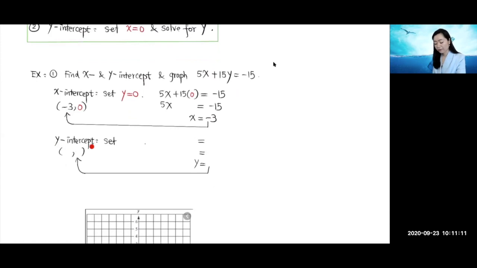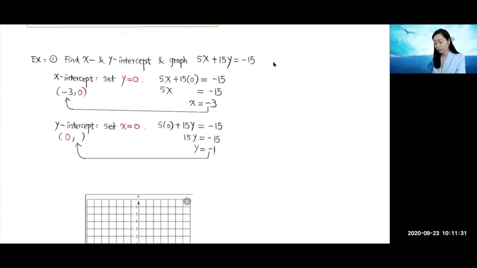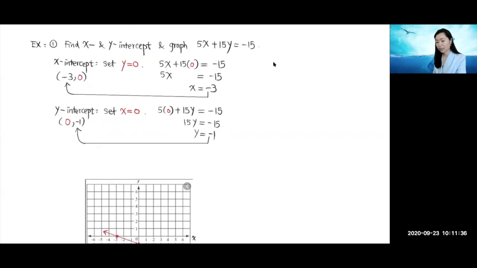Now, for y-intercept, we're going to set x equals 0. Substitute x equals 0 into that equation. We're going to get 15y equal to -15. Divide both sides by 15, y equal to -1. So we substitute -1 into the y coordinate here.